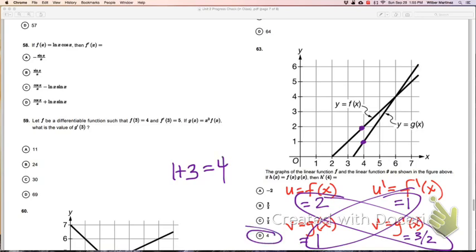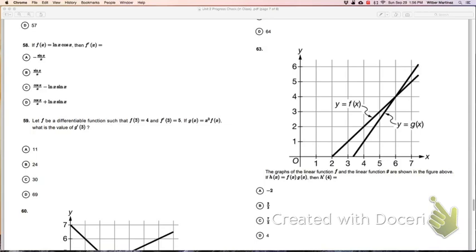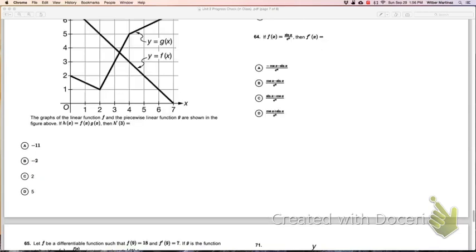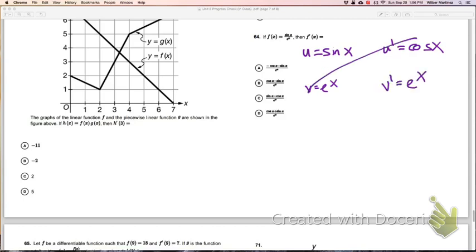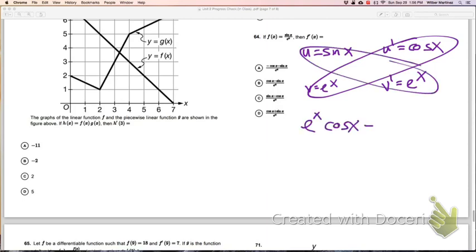For this next one, we have sine of x divided by e to the x, which is the quotient rule. So u equals sine of x, v equals e to the x, u prime is cosine of x, v prime is e to the x. Quotient rule says to multiply backwards first, e to the x cosine of x, minus, multiplying forwards, e to the x sine of x, all over the denominator squared. That's e to the x quantity squared.